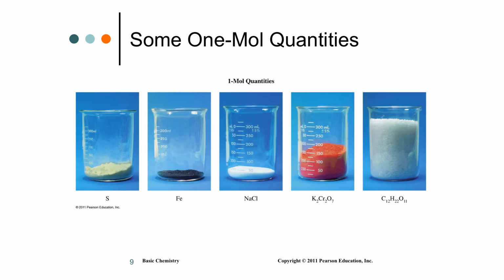Because each element weighs a different amount, you're going to have a different amount in grams for 1 mole of every particular substance. So in the case of, say, sulfur, these are all 1 molar quantities. So here's sugar, here's potassium dichromate, here's table salt, here's iron, here's sulfur. They all have a different amount. Some, of course, are going to be gaseous, some are liquid. So they're going to look different in terms of amount, but they'll each have the same amount of molecules. Remember, if you've got 1 mole, you've got 6.022 times 10 to the 23rd molecules. And if it's an element, you have 6.022 times 10 to the 23rd atoms.